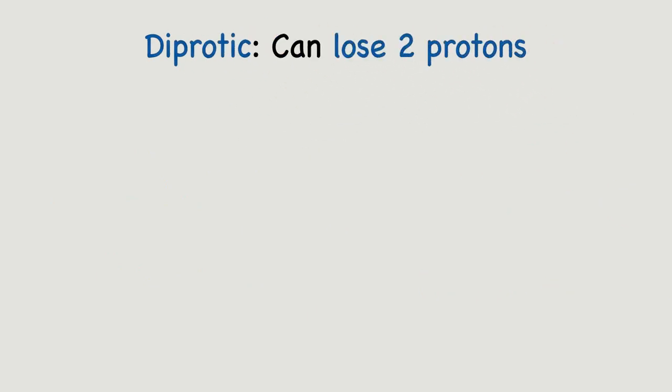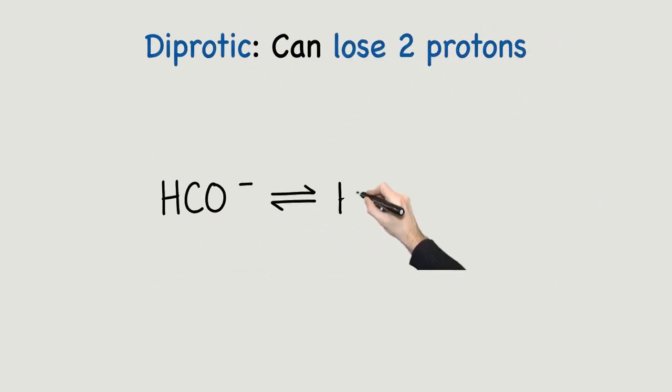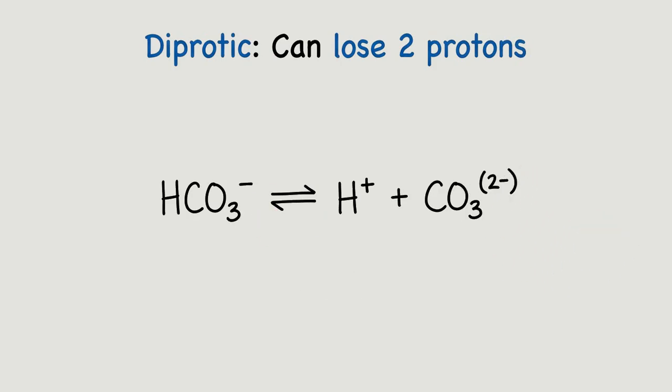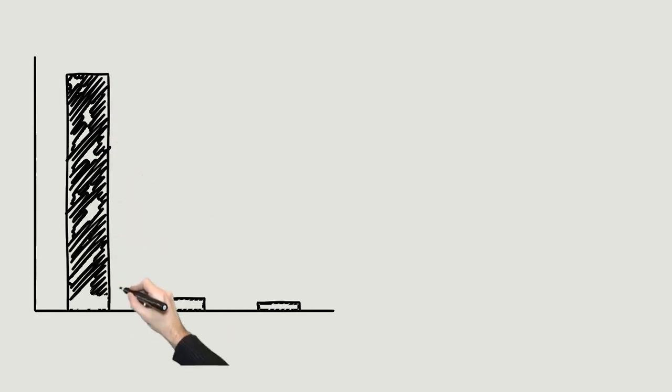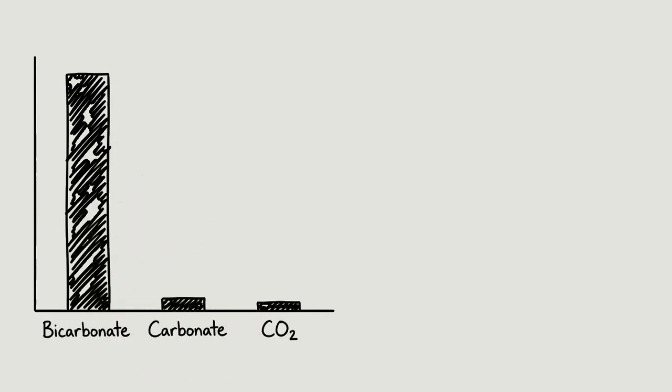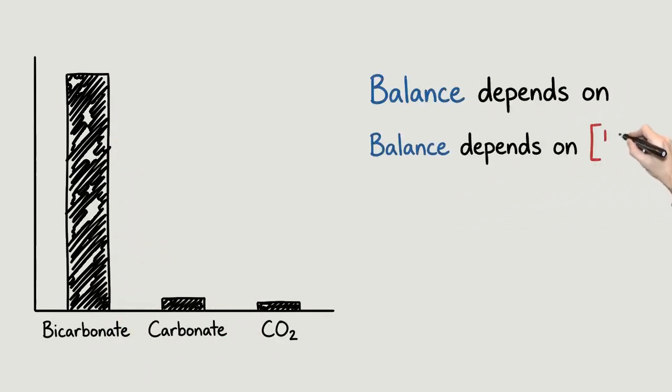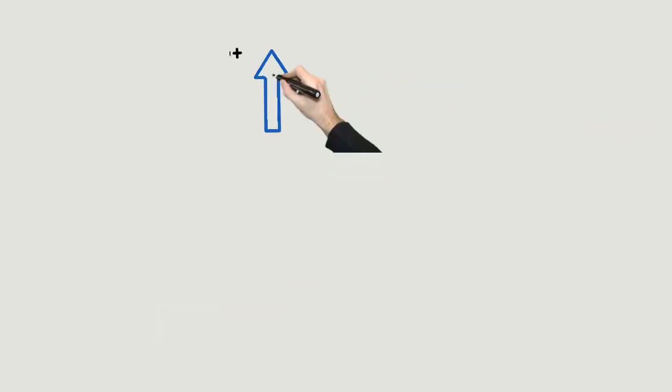Carbonic acid is diprotic, meaning it can lose 2 protons. Bicarbonate can further dissociate into carbonate and another hydrogen ion. At today's ocean pH, most carbon is bicarbonate, with smaller amounts of carbonate and dissolved CO2. The exact balance depends on hydrogen ion concentration.